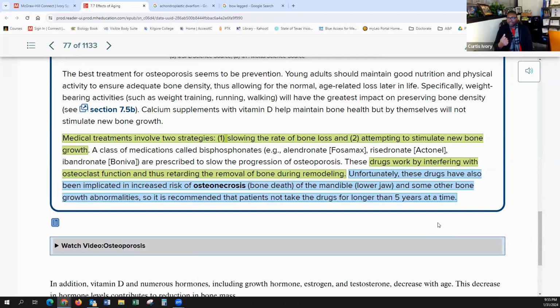However, the side effect of these drugs, it can cause osteonecrosis, which necrosis means death. So it's going to have bone death. It's going to really target your lower mandible or your lower jaw. And you may have some other abnormalities in bone growth. So patients who usually are on these treatment plans can't be on there for more than 5 years at a time.